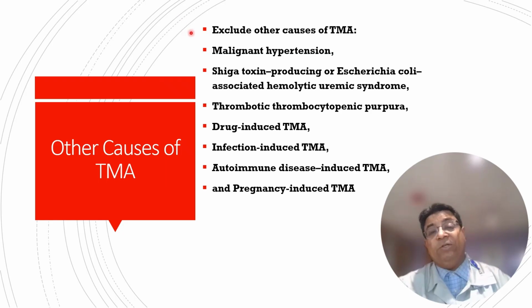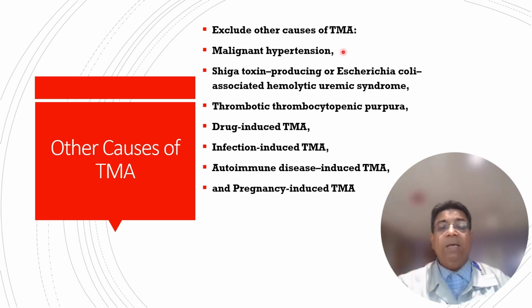Before assuming that this is complement-mediated thrombotic microangiopathy, you should exclude other causes of TMA, including malignant hypertension. This is a very common cause of thrombotic microangiopathy, and malignant hypertension frequently causes renal-limited TMA, so you may not see any changes in the peripheral blood. Shiga toxin-producing or E. coli-associated hemolytic uremic syndrome should be excluded. TTP, which is because of ADAMTS deficiency, drug-induced TMA, infection-induced TMA, autoimmune disease-induced TMA, or pregnancy-induced TMA.